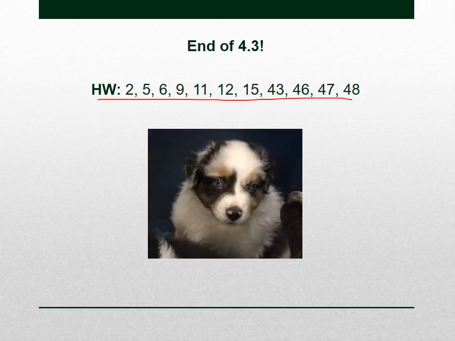Anyway, there's your problems from 4.3. Go ahead and look at those and make sure you come to class with any questions that you have over this section or using any of these product rules, chain rules stuff, marginal change with natural log. And that's it.